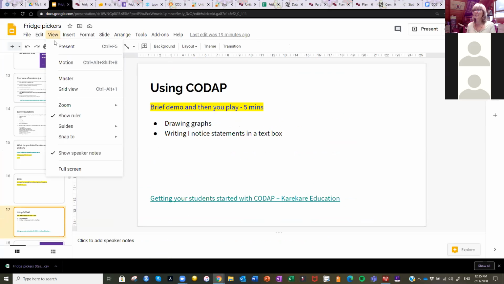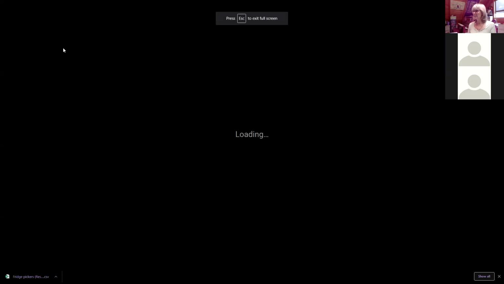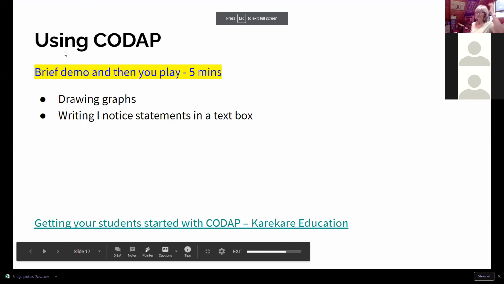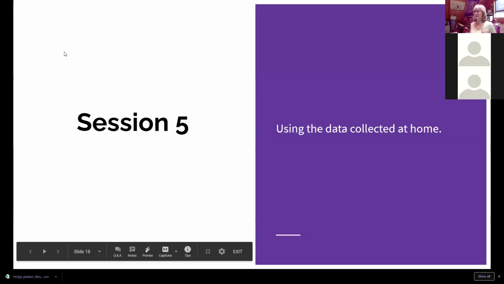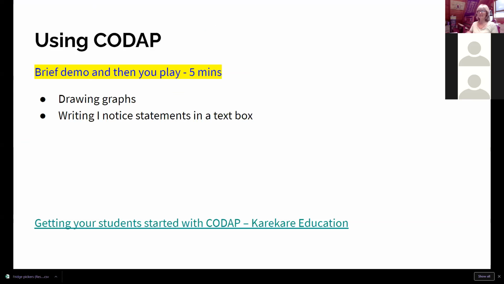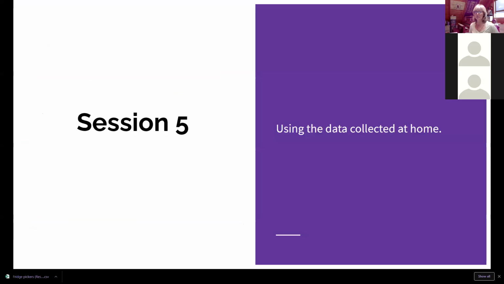Okay, so just carrying on. We've looked at using Codap, and then we would have written a report. So that's the middle part of the unit. And then the last part of the unit, the last session, is looking at the data that they collected at home, and I signaled that earlier.